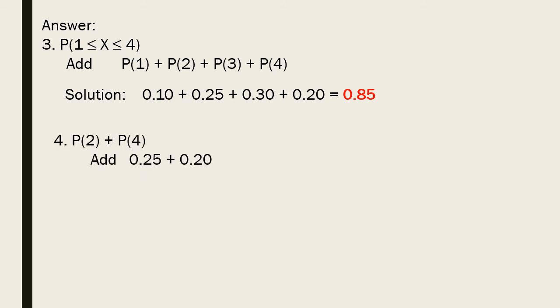Sa number 4, we are going to find the probability of 2 plus probability of 4. So ang probability of 2 natin, base sa ating probability distribution ay 0.25. Ang probability of 4 naman ay 0.20. So solving for that, our answer is 0.45.